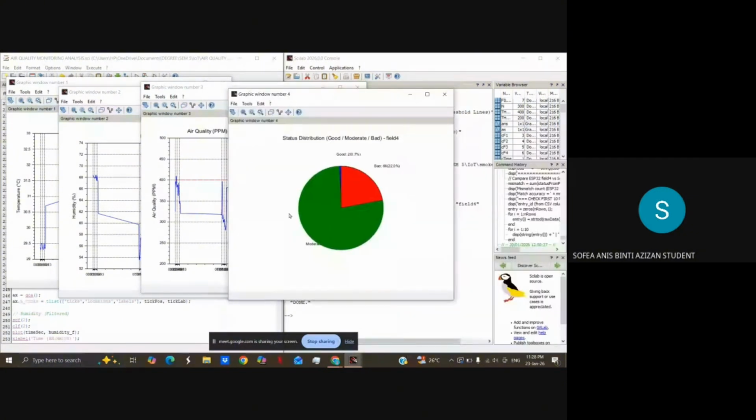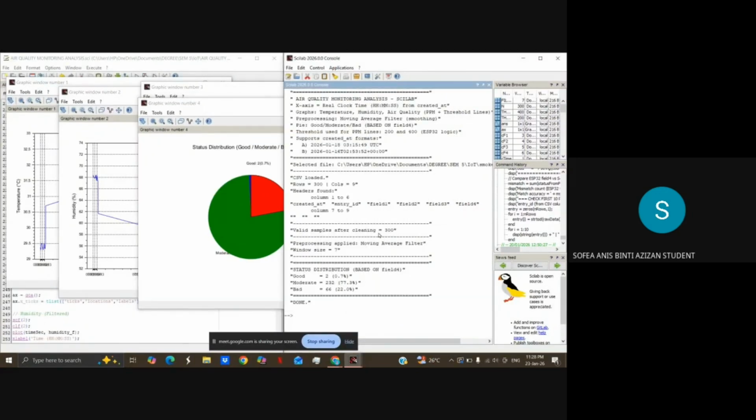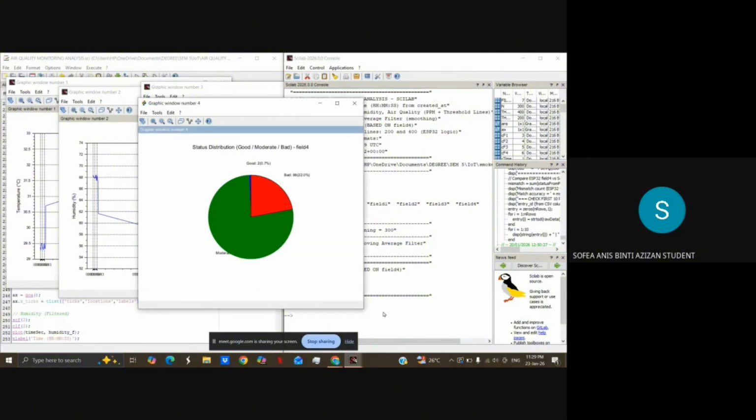For the pie chart, it's still the same, just to show the count. So my total data is 300. For status distribution, good is 2, moderate has 232, bad got 66. Okay, and I think that is all from me. Thank you.